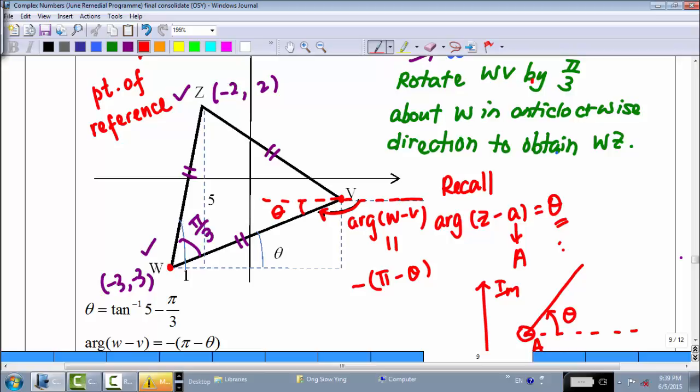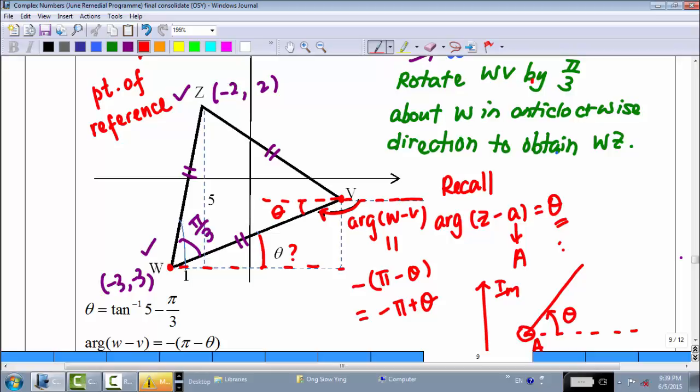So if I could find my theta, I will be able to find the argument of W minus V. So what is my theta? Now, if this is the angle theta, then this angle will also be theta if these two lines are parallel. So, would I be able to find this angle theta? If I can find this angle theta, then everything will be solved, because then our argument of W minus V is just minus pi plus theta. Okay? So, if I can find my theta, things will be solved. So, how do you find your theta?